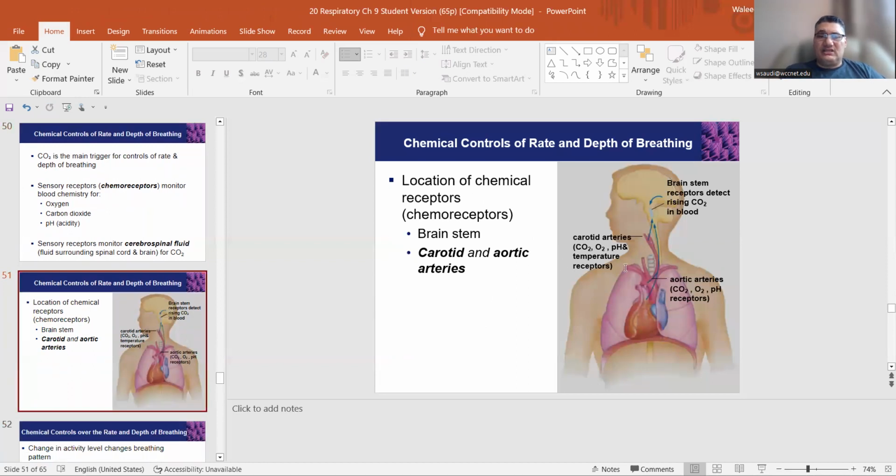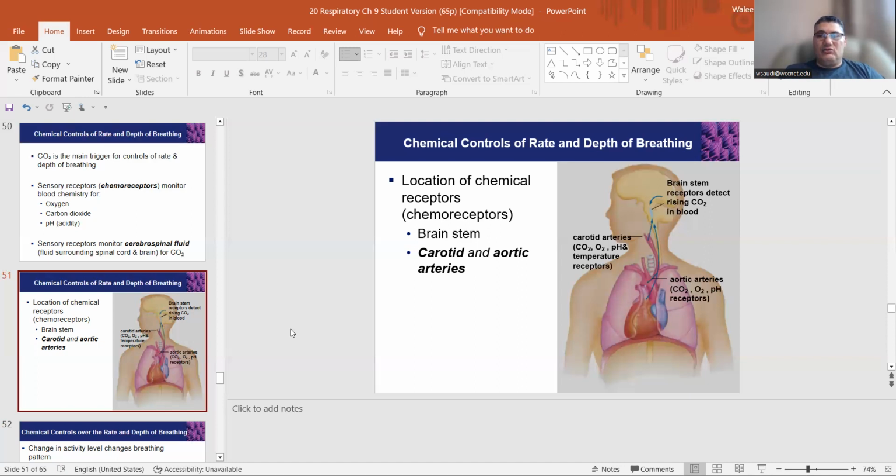So where are these chemoreceptors located? Some of them are located right here and right here in the aorta and in the carotid. What's a carotid? Carotid is this. If you put your finger in the side of your neck right here between your Adam's apple or your larynx and between the muscle here, you will feel it. This is called carotid. It's located here and here as well.